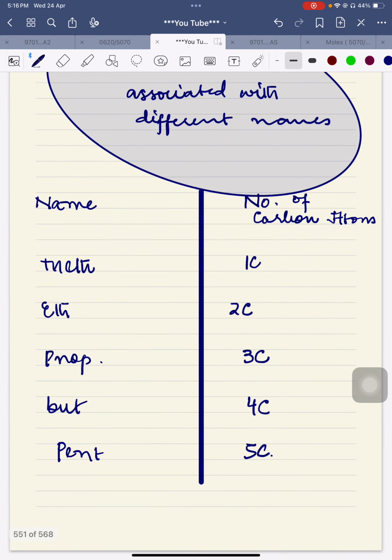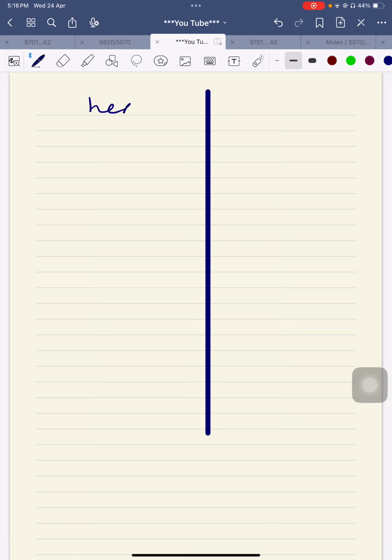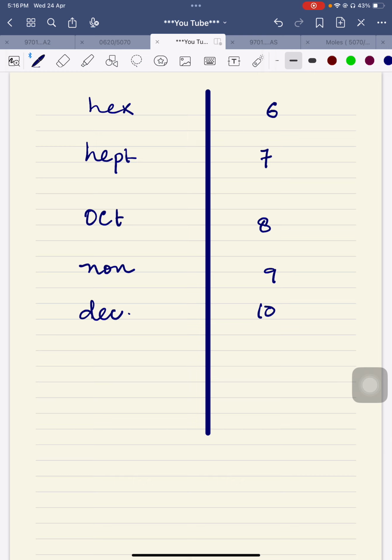Okay, and I am changing the page. Up till 5 we are done. Now this is hex for 6, hept for 7, oct for 8, non for 9, and dec stands for 10. So here I'm writing this, and here 7 and here 6. So if there are 6 carbon atoms in an organic compound, it will have the hex thing as a part of its name. This was just the basic introduction related to names in organic chemistry.